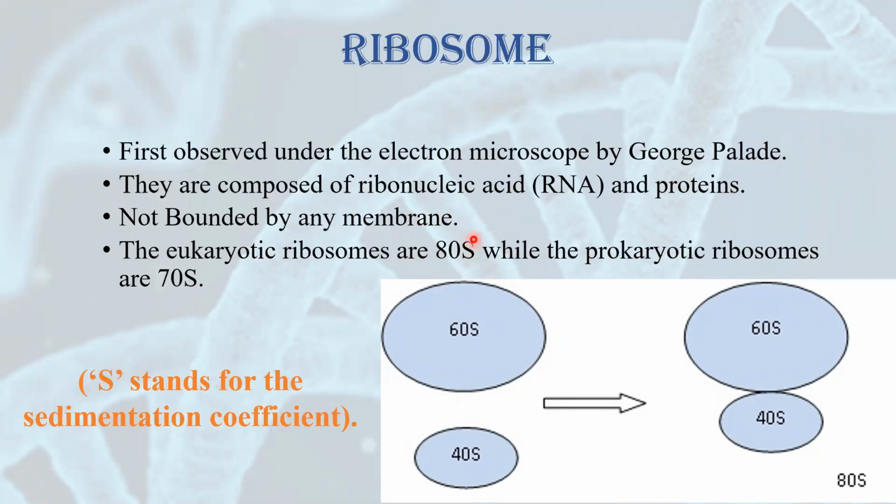What is this S? We are saying it again and again. S is the sedimentation coefficient. That is, it determines the sedimentation rate. S can also be denoted as Svedberg's constant or Svedberg's unit. So you will find in some books that S is Svedberg's unit, and in some books it will be written as sedimentation coefficient. Both are correct.